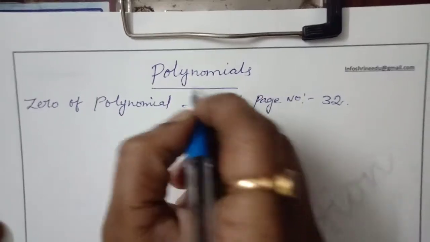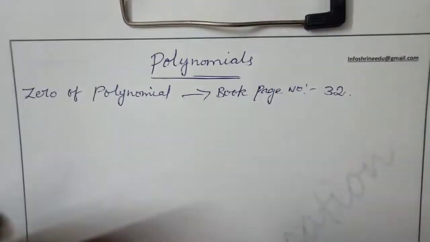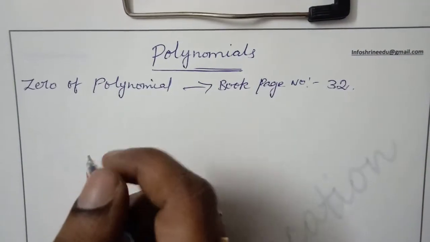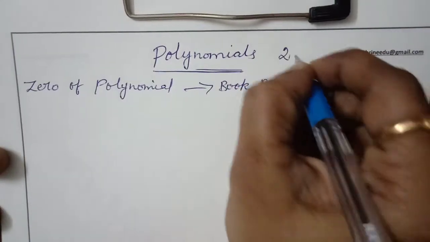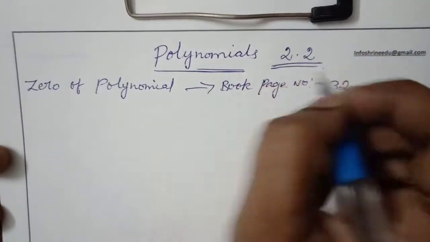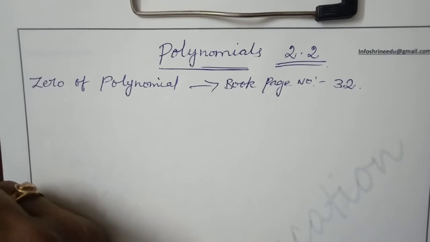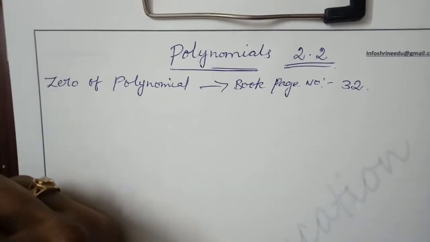In the previous video, we have seen Chapter 2, Polynomials, 2.1. Now we are going to see 2.2. I'm going to write it step by step so that you can understand very clearly and you won't get any doubt.